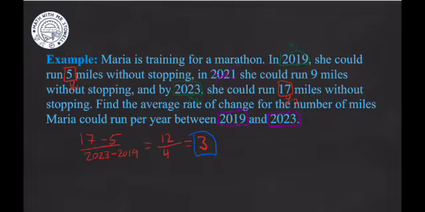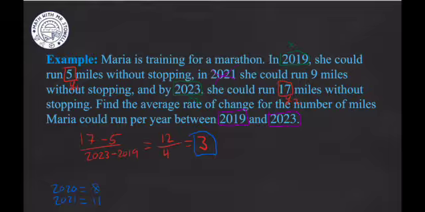So 2019, she ran 5 miles without having to stop. If we wanted to continue this, 2020, she should have been able to run 8 miles. And 2021, she should have been able to run 11 miles. Notice reality was just a little bit different than what the average was saying. Some years might have been better than other years. Maybe she had something going on where she just couldn't run as well that year.